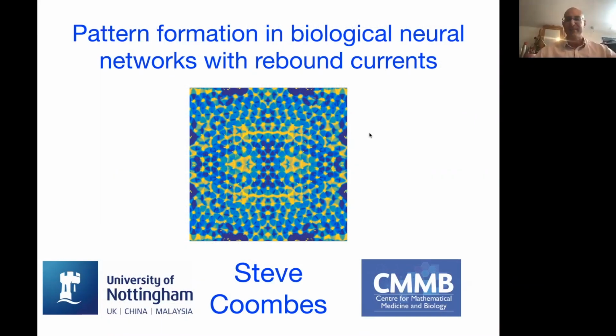I'm delighted to be a part of this program. It's very, very exciting. So for those of you that don't know where Nottingham is, you've probably heard of it in connection to Sherwood Forest and Robin Hood. It's in the middle of the UK, and that's where I live. I'm a member of the Centre for Mathematical Medicine and Biology.